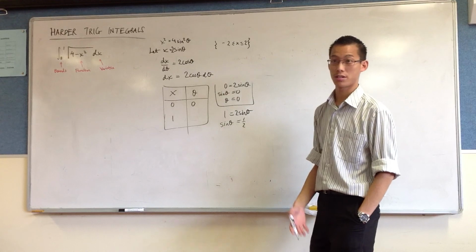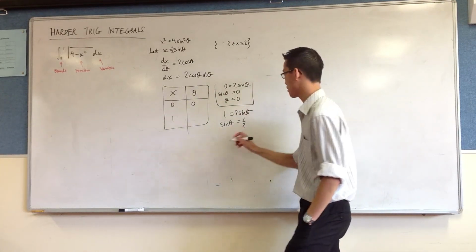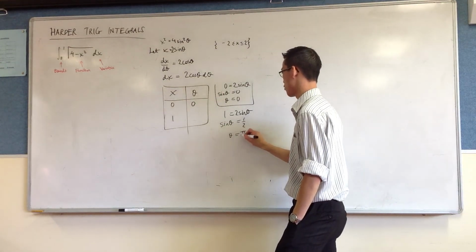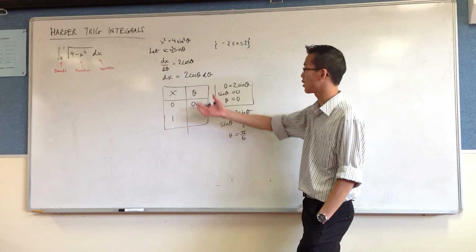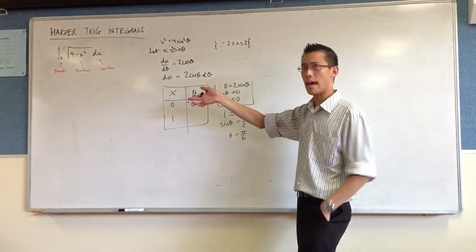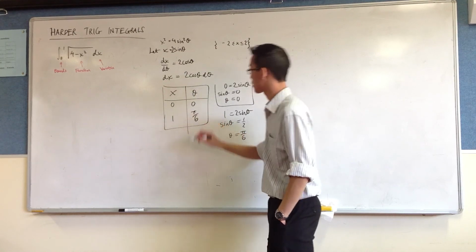And you get a different angle this time, namely pi on 6. Good. And it's also important that you remember this. It has to be pi on 6. It can't be 30 degrees, right? Because we're dealing with trig and calculus, so it must be in terms of radians. So pi on 6. Great.